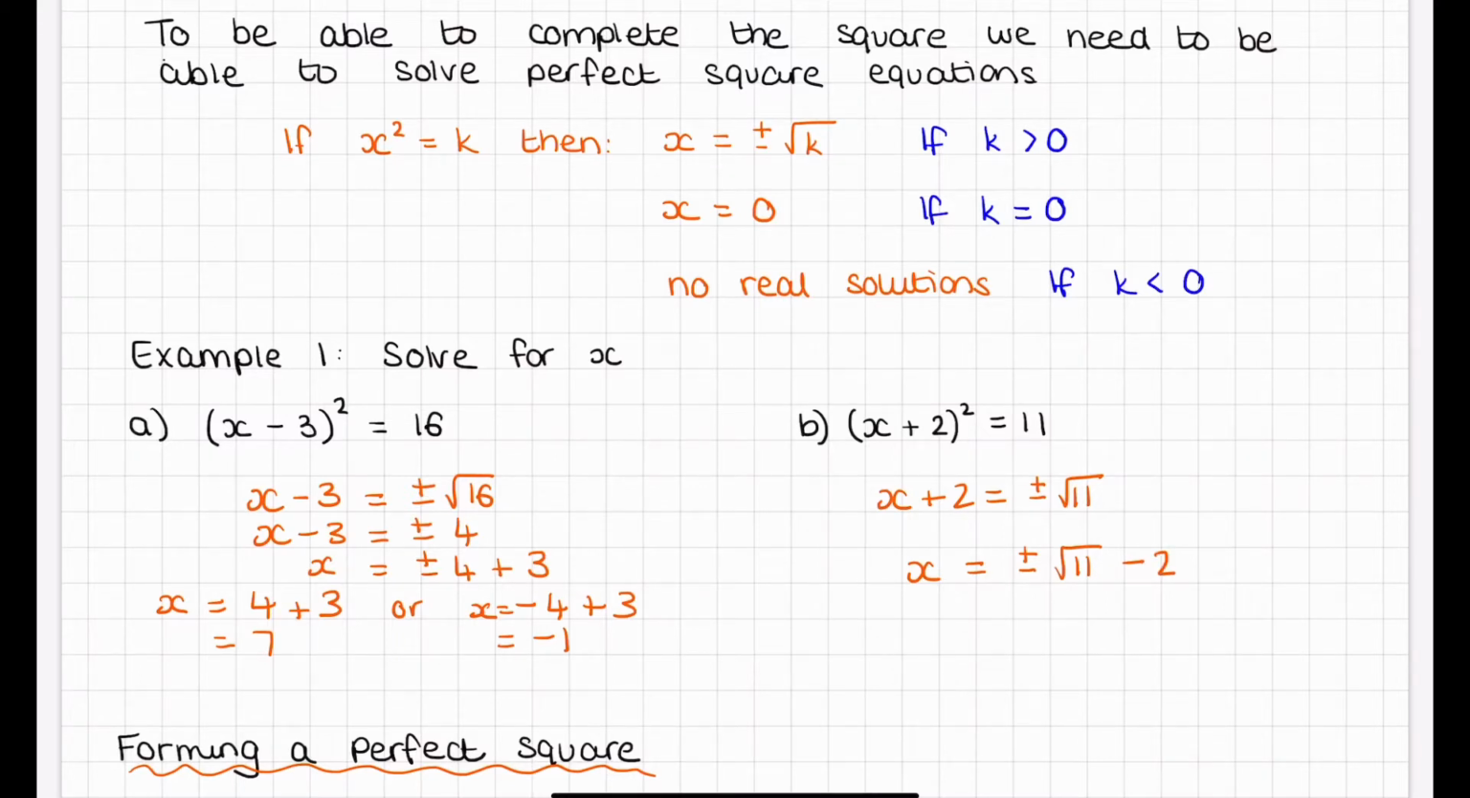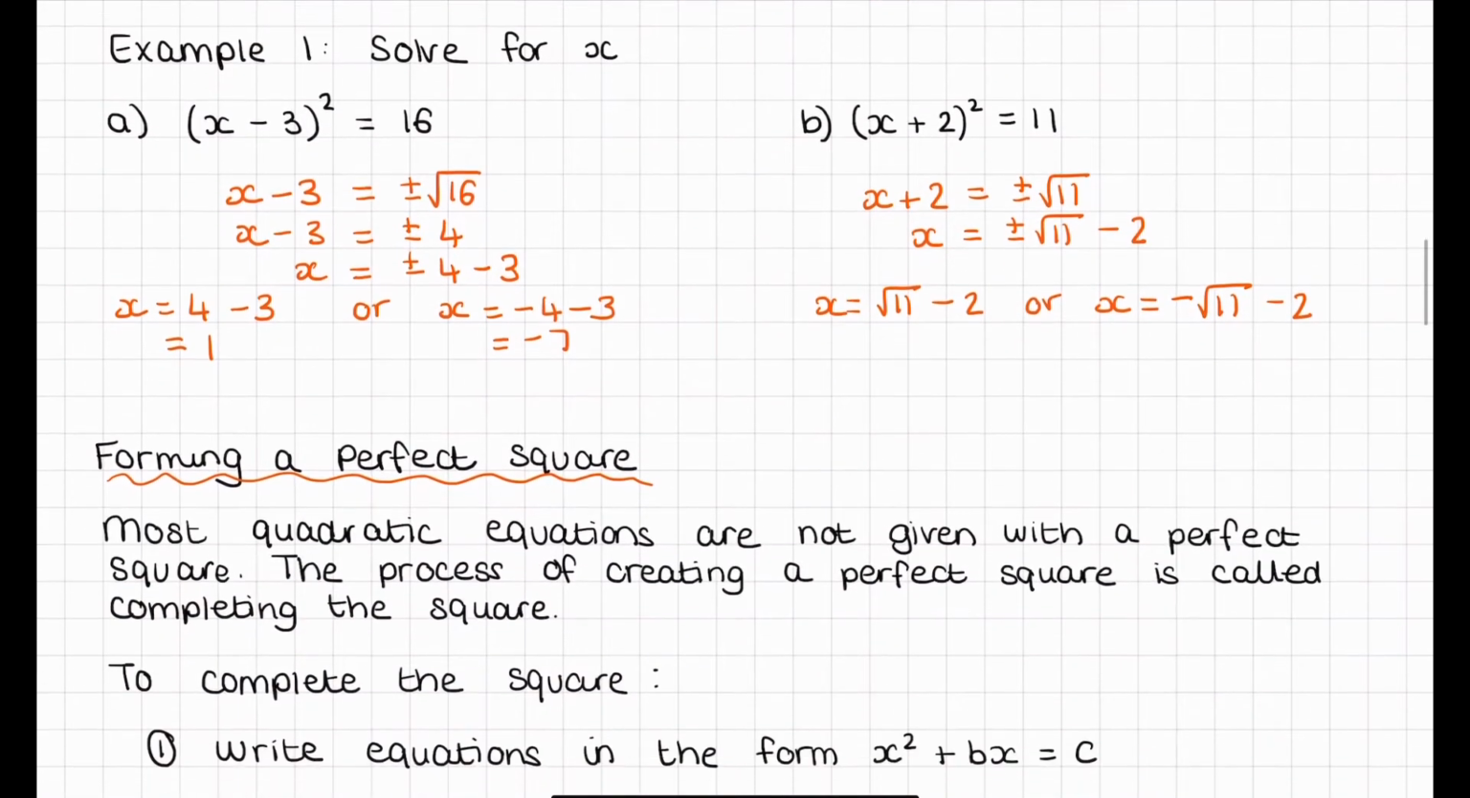We don't need to separate it. If you want to, you can. So you could write it as x equals the positive square root of 11 minus 2, or x equals the negative square root of 11 minus 2. But you don't need to do that step. You can leave it as that middle step if you would like.